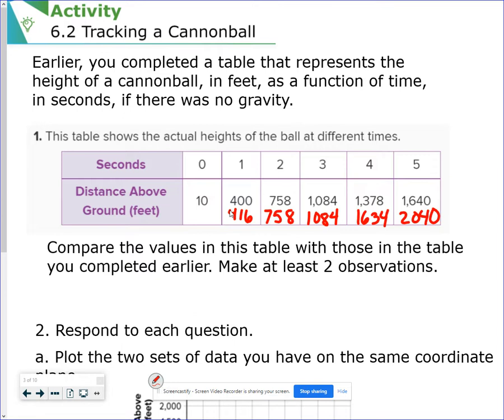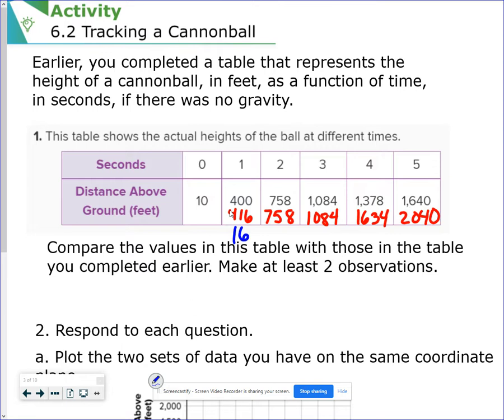And I want you to think about 2 things that you notice about this, right? When I'm looking at this, I'm saying the actual heights are definitely less than the theoretical, the no gravity heights. The actual heights are definitely going to be less than that. And then the other thing that I'm noticing is that the differences aren't consistent, right? At 1 second, it was at 400 feet realistically, with gravity. That's a difference of, I'll switch colors here, 16 feet from what it would have been with no gravity.